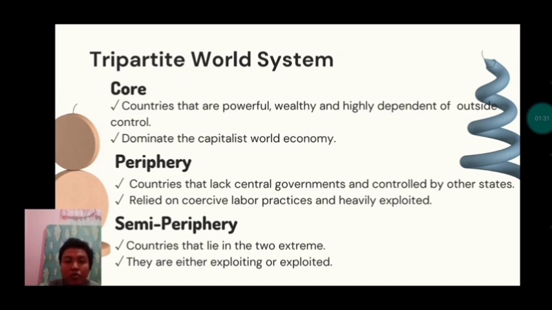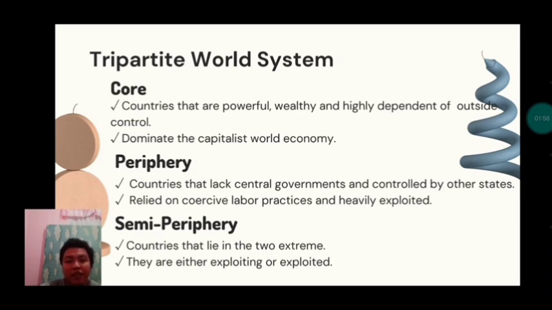Next is the periphery. Contrary to the core countries, peripheral countries are the least developed and are considered the poorest countries. They lack central governments and are easily controlled by other states, typically located in Africa, Latin America, and some parts of Asia. Peripheral regions are often relying on coercive labor and are heavily exploited.